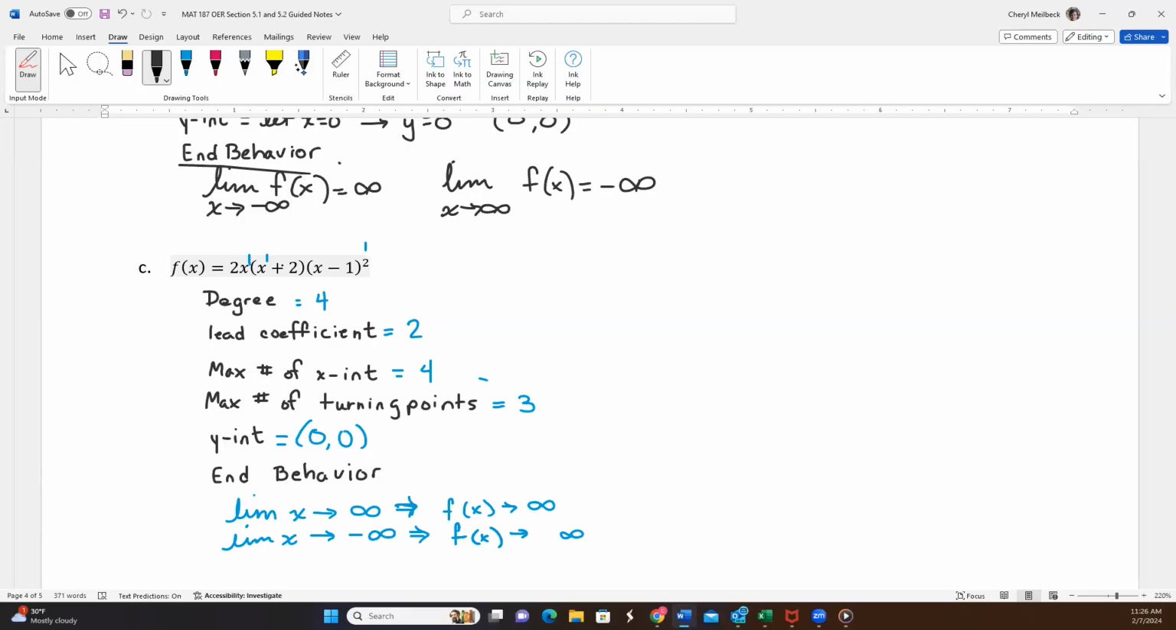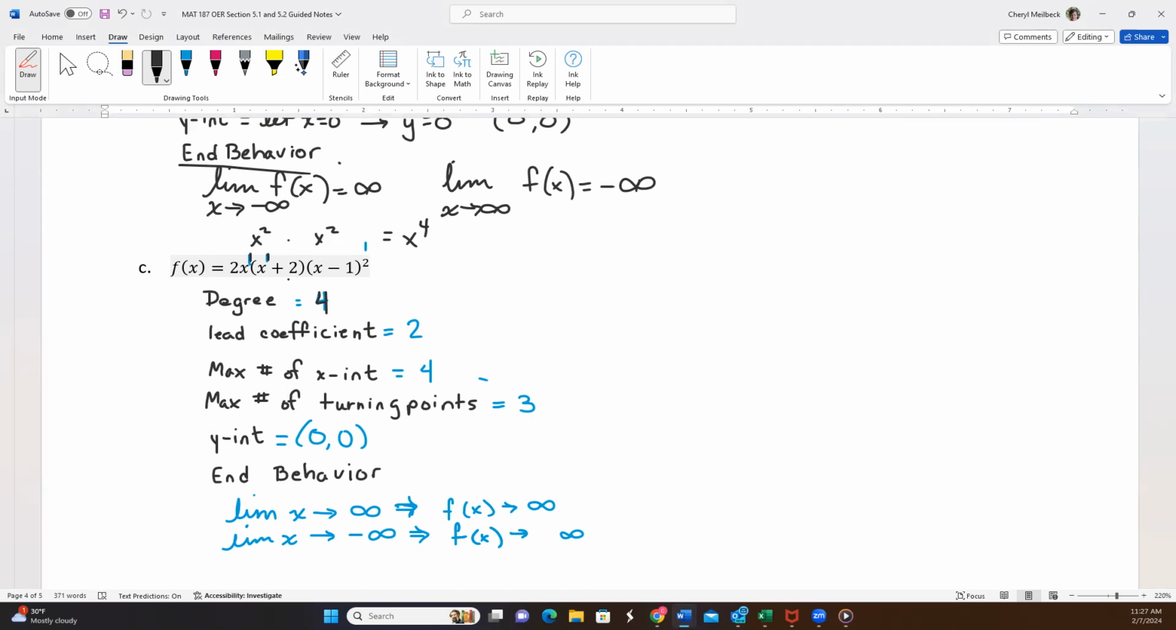All right, for problem C, we have 2x times x plus 2 times x minus 1 squared. You can see we have an x to the first power outside here with the 2x, and then we have another x to the first power. So if we multiplied these two together, we would get x squared. And here I have the x minus 1 also squared. So when I squared this out, it would give me an x squared. Now, all of these things are being multiplied. So in total, I would wind up with an x to the 4th. So my degree is 4.